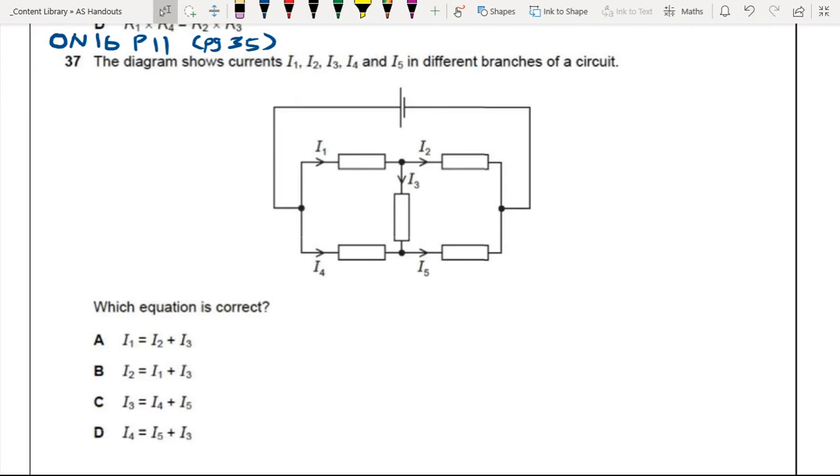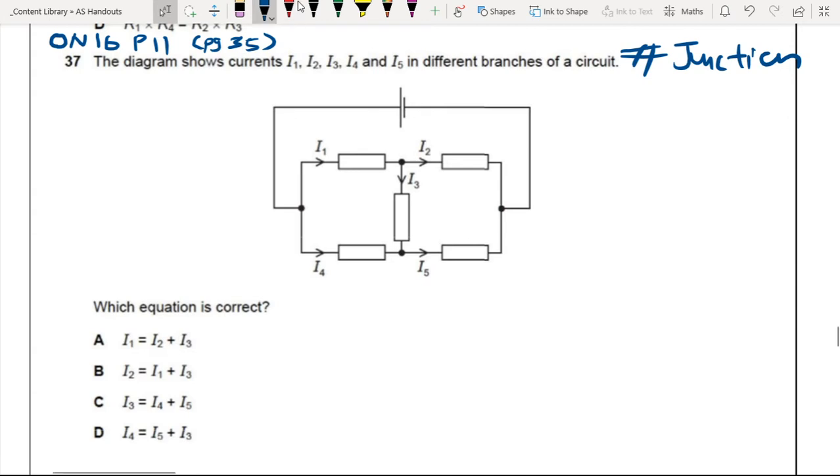Here on page 35 is a question to get us started with currents. You know, current will split, but how does it split? Look at this circuit. The diagram shows currents I1, I2, I3, I4, I5 in different branches of a circuit. So now we call them branches. Which equation is correct? You look at this and kind of stun there for a moment. How to know? First thing, you want to remember the keyword: junctions. We want to look at junctions, because Kirchhoff already gave us a clue.